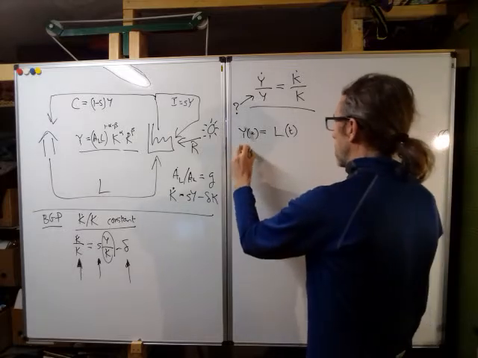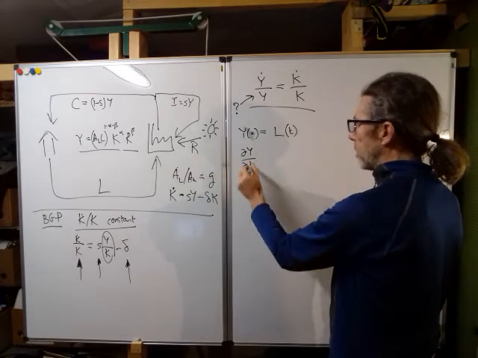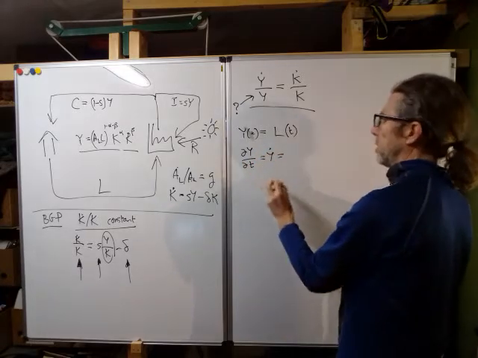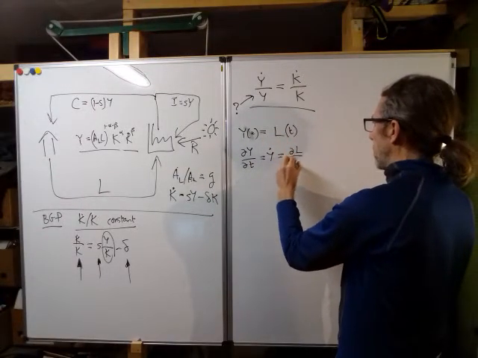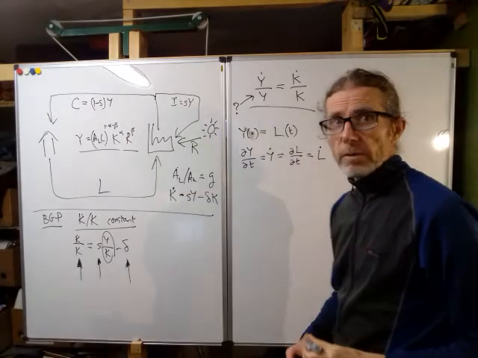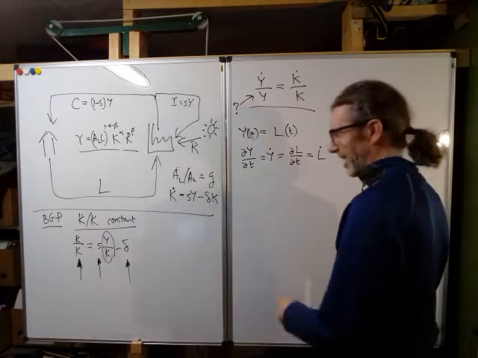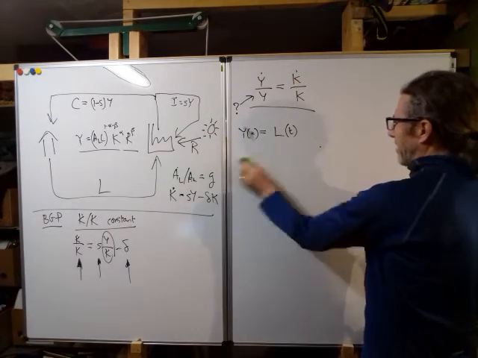Then what is dy dt? How does y change with time, which we call y dot? That's just notation. That must be equal to dL dt, i.e. L dot, right? That's pretty straightforward so far. Okay. I'm going to gradually add stuff to this now.